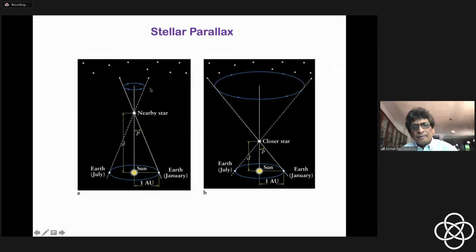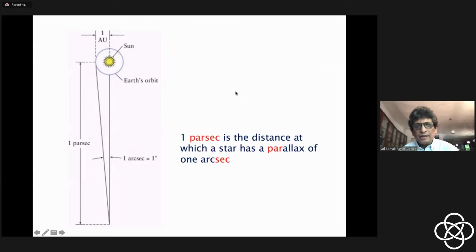And so you can see that as the Earth moves around the Sun, the star also moves in a circle like that. And if it's very close, then it will actually move much further. Now, this is very exaggerated. There is no star that will actually move so much in the sky, as you will soon see.